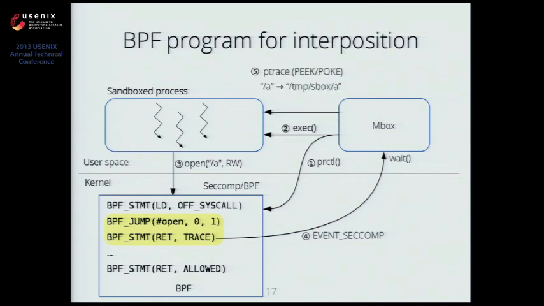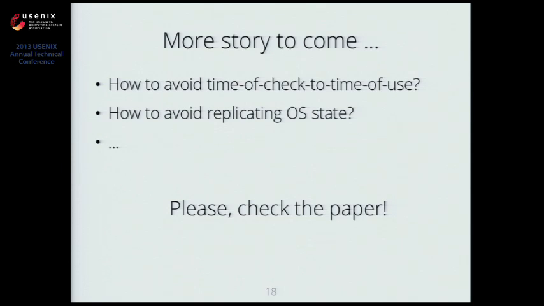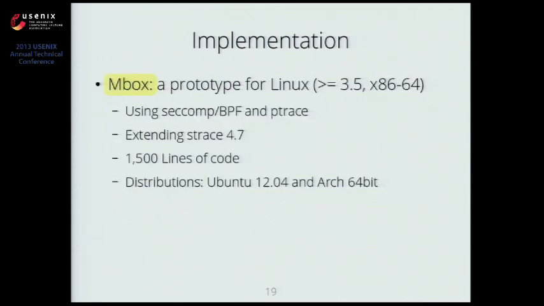rewrite the path argument if necessary. But unfortunately, in order to implement this mechanism correctly, there are many problems to consider, such as how to avoid time of check to time of use problem and how to avoid replicating operating system. But if you're interested in our solution on those problems, please check the paper. We implement this idea as a prototype for Linux. By extending strace, we provide distribution packages for Ubuntu and Arch.